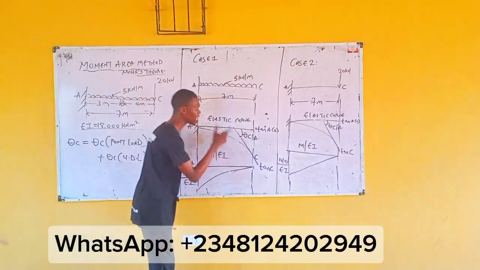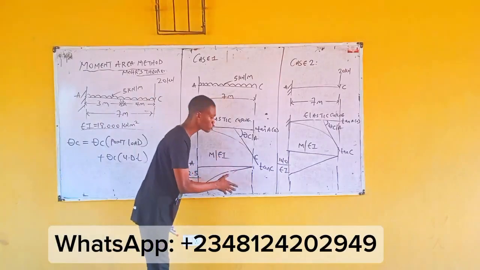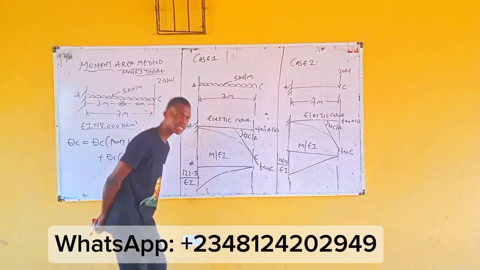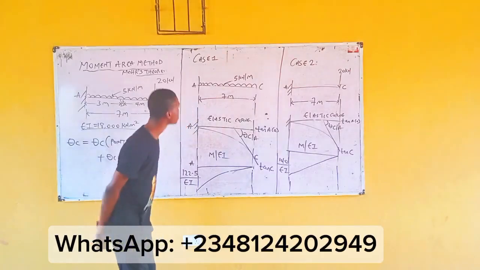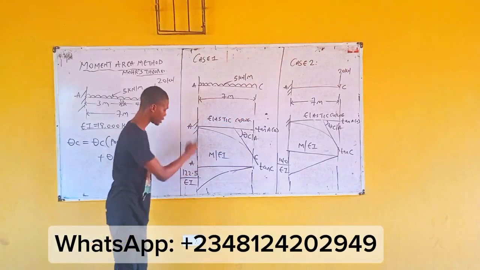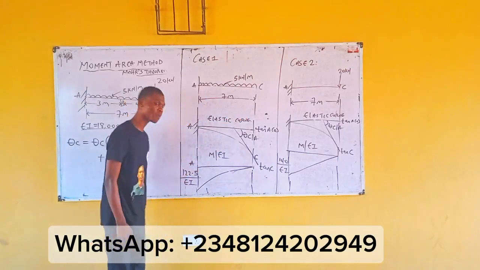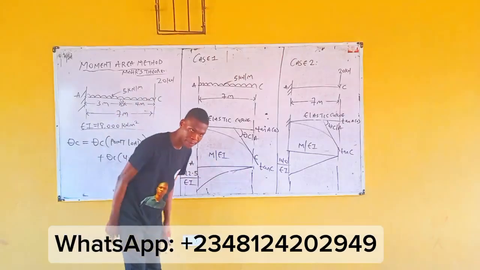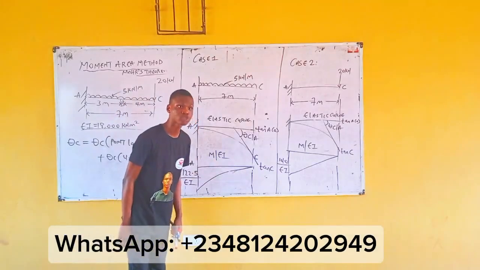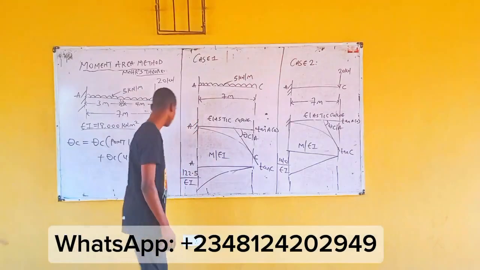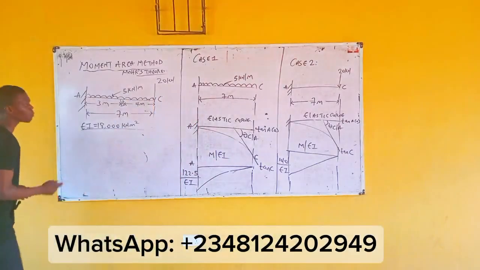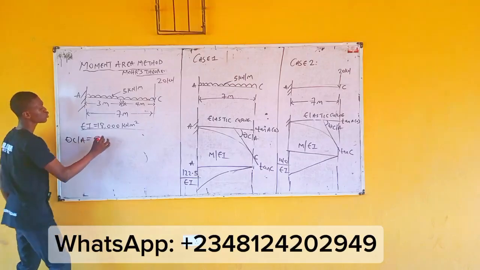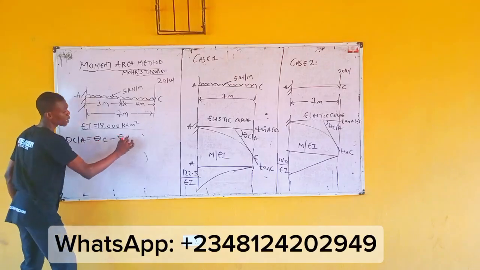Meaning that the area of this shape is 1 over 3 times breadth times height. What is the breadth? 7. What is the height? 122.5 divided by EI. And it is equal to what? The slope at B. Are you getting me? Slope at C, sorry about that. Theta C to A is equal to slope at C minus slope at A.